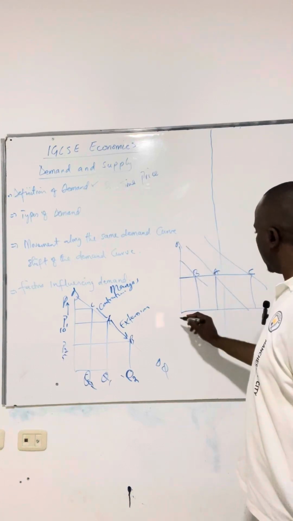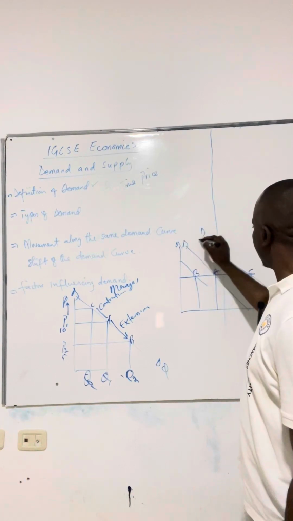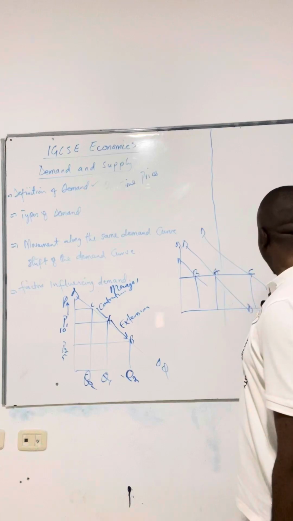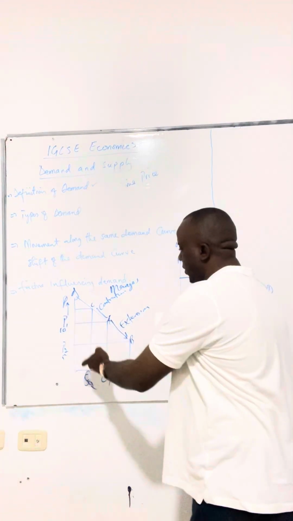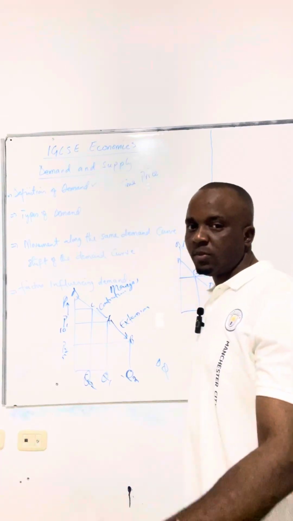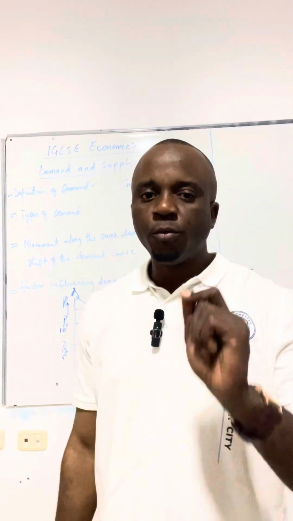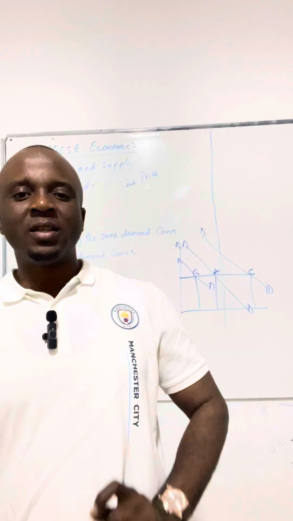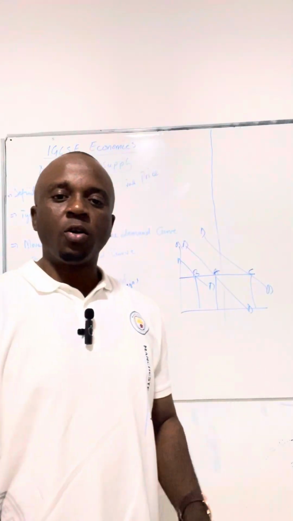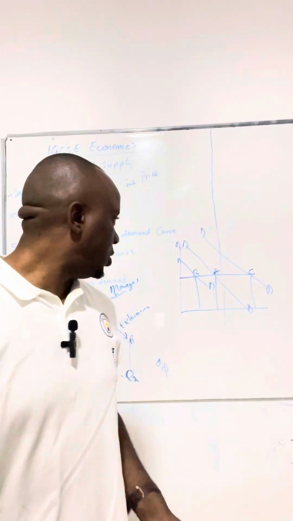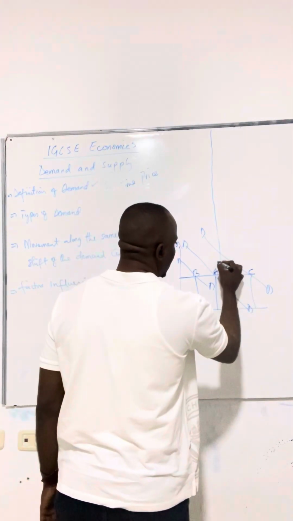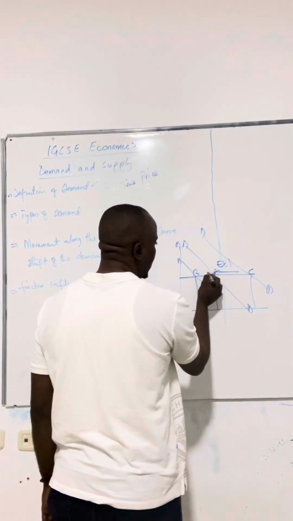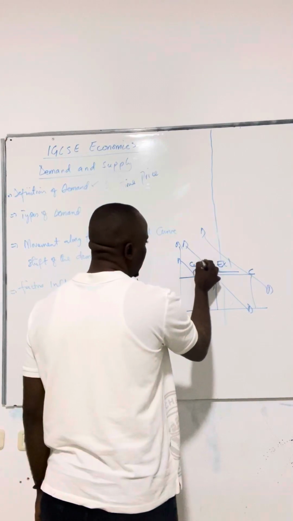Now, these diagrams are called change in demand. So this can be called change in quantity demanded. This is called change in demand. Change in demand is when the demand curve moves from its original position to an entirely new one. It can be either contraction or extension. So if it moves from A to C, it is extension in demand. If it moves from A to B, it's called contraction in demand.